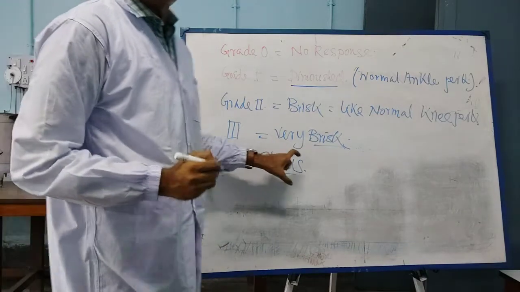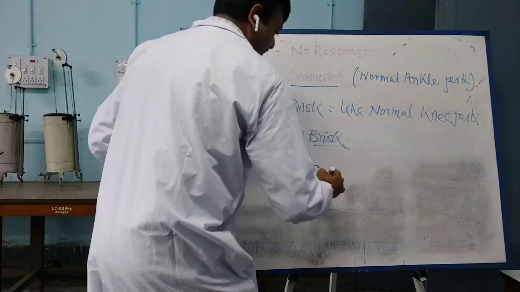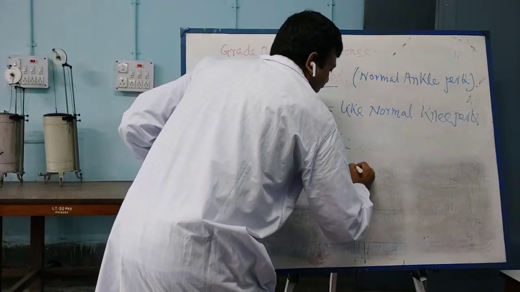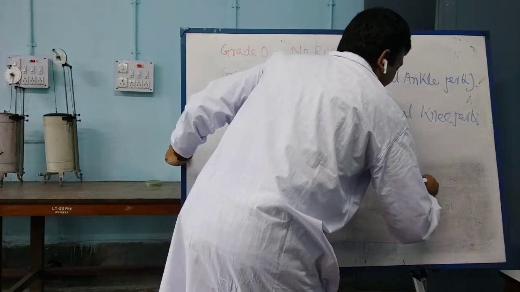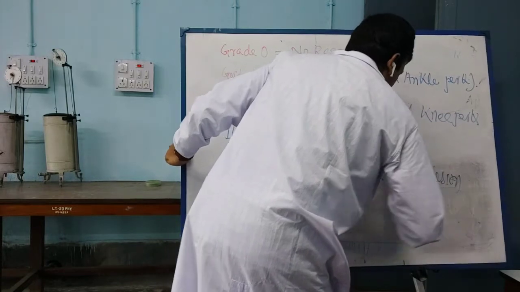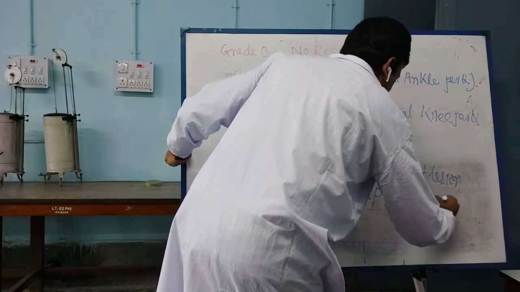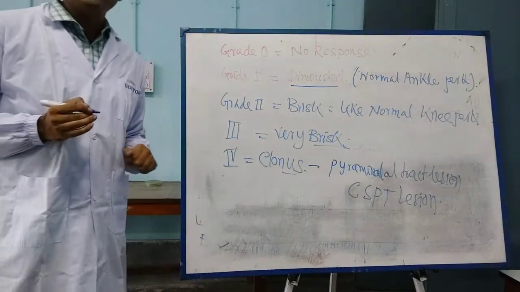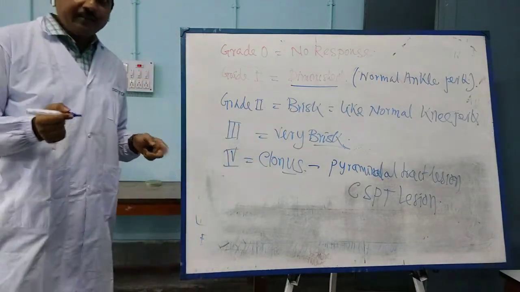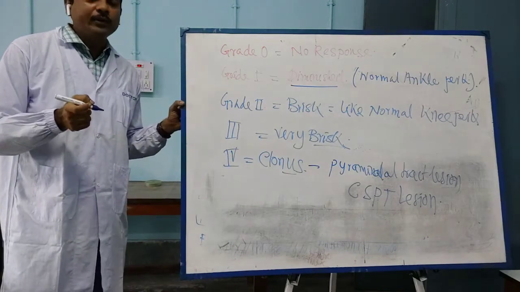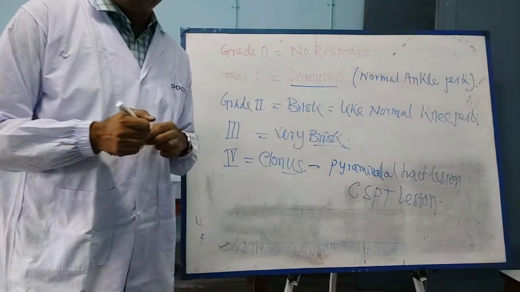So, clonus is an important sign for pyramidal tract lesion or the corticospinal tract lesion. And clonus is always associated with spasticity, clonus is always associated with Babinski sign, and clonus is always associated with extensor plantar reflex. What is clonus?